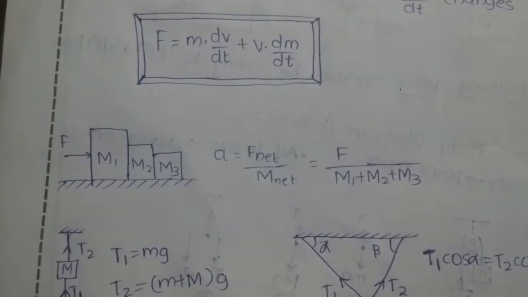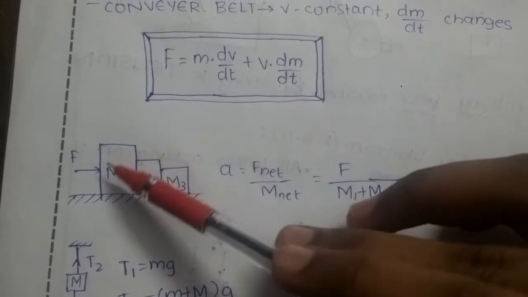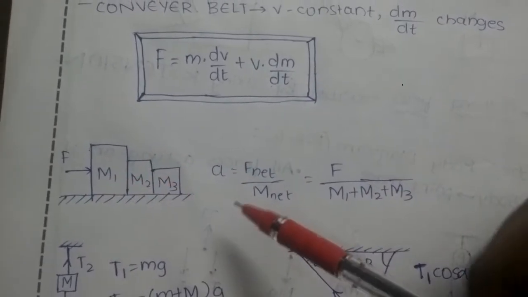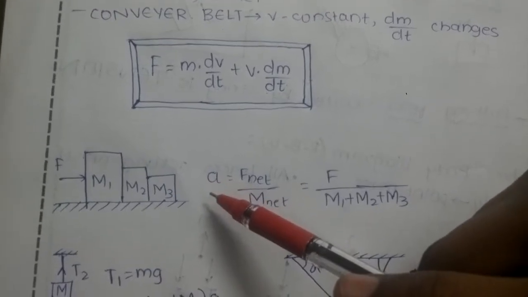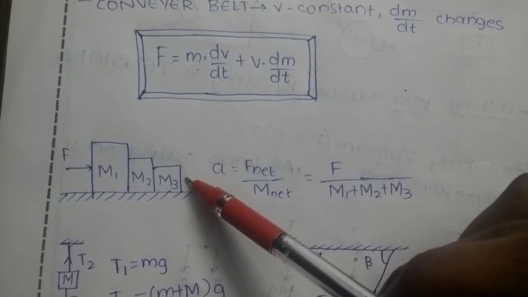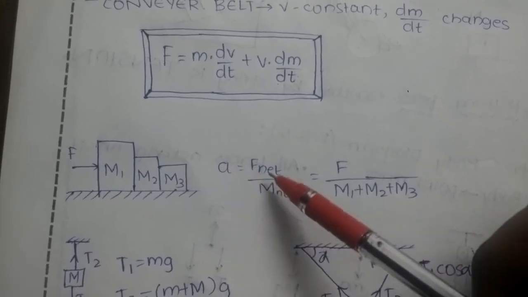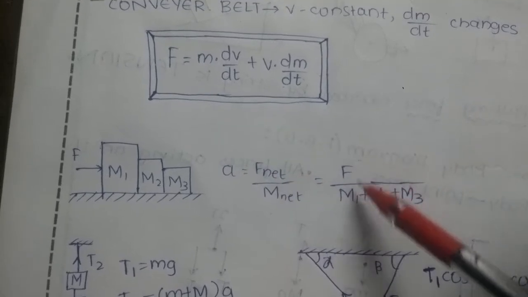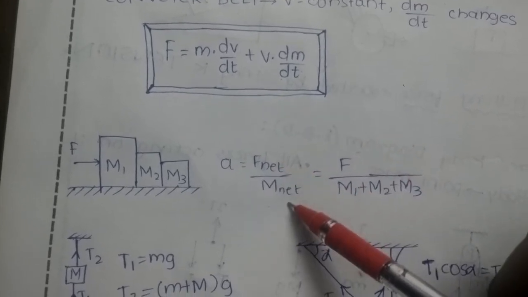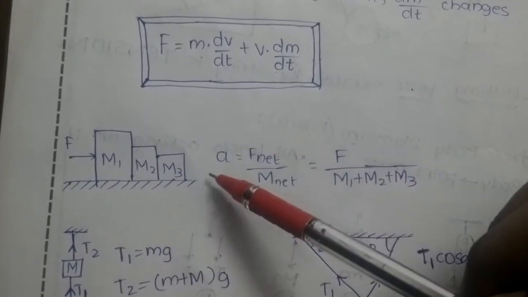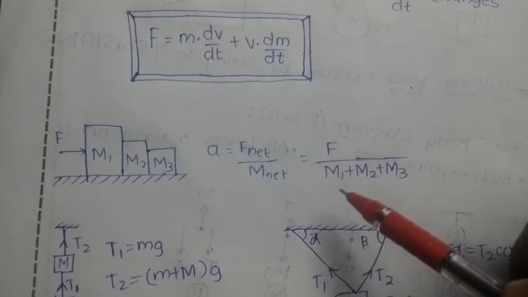Coming to a few examples, a horizontal force is applied on these three blocks. Then we can find out the acceleration by F by m. Here no mass is changing with time. So F equal to ma and a is equal to F by m, net force by net mass. Considering this whole as a system, acceleration is equal to F by m1 plus m2 plus m3.